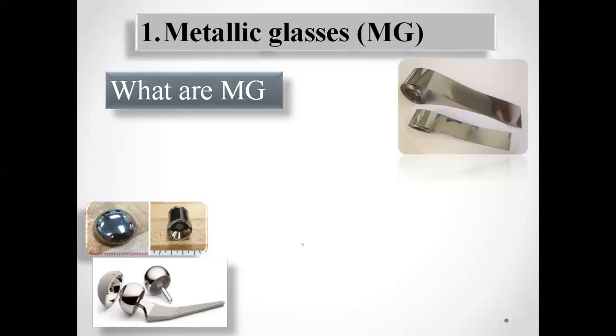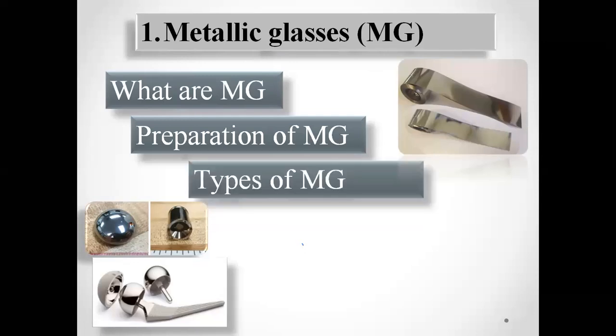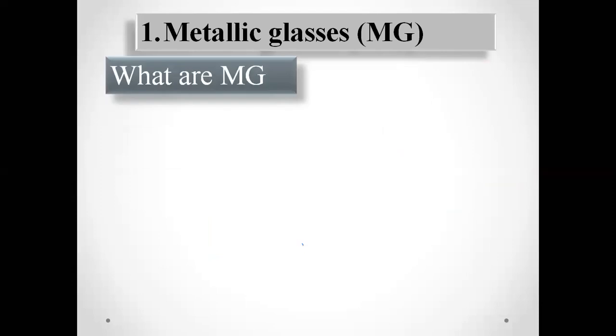Okay, so we are going to see what are metallic glasses. We are going to see how these metallic glasses are prepared, and then as I said, we are going to see what are the types of metallic glasses, and then we are going to see the properties of the metallic glasses, and finally we are going to see some of the applications where the metallic glasses are used. Okay. So let's first start with what are metallic glasses.